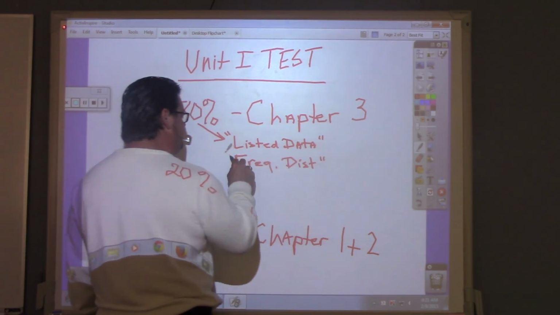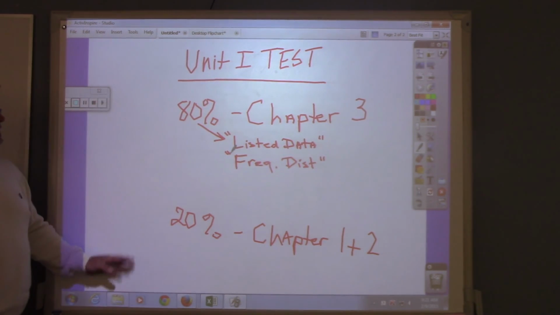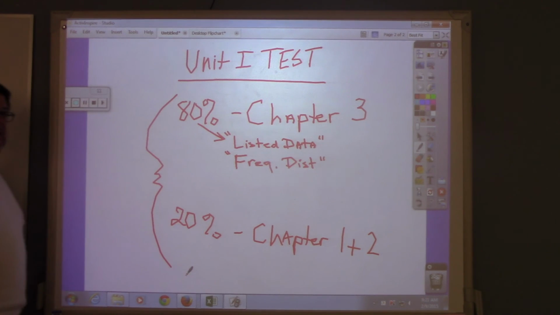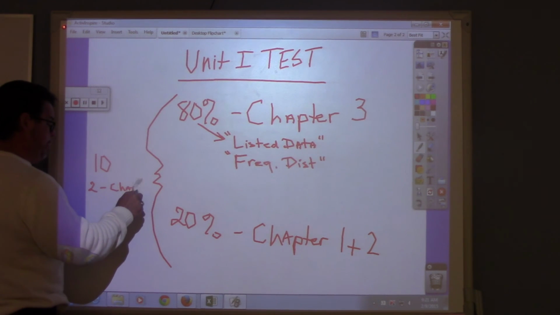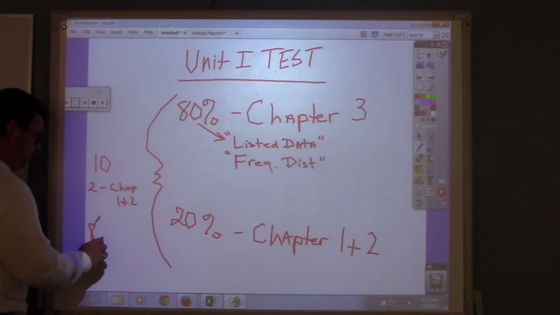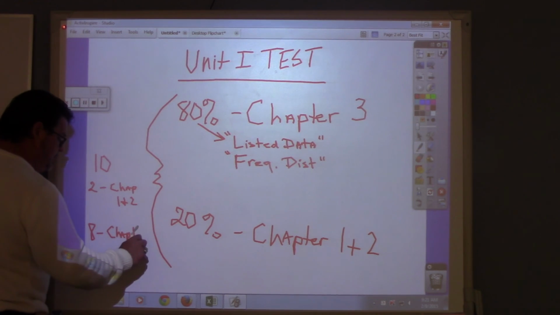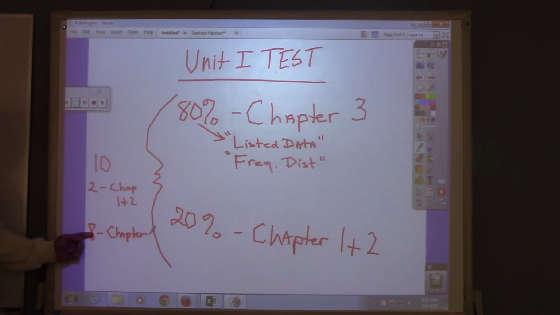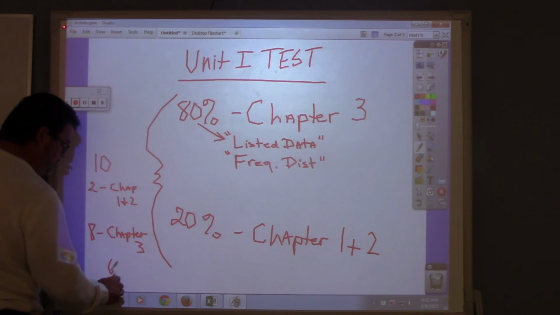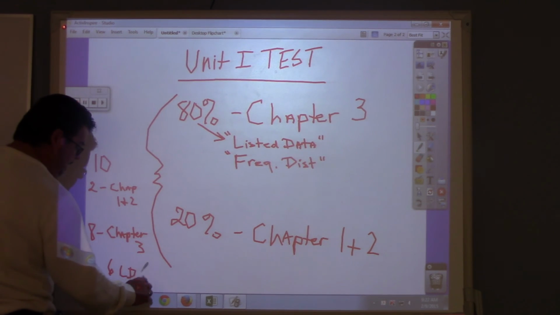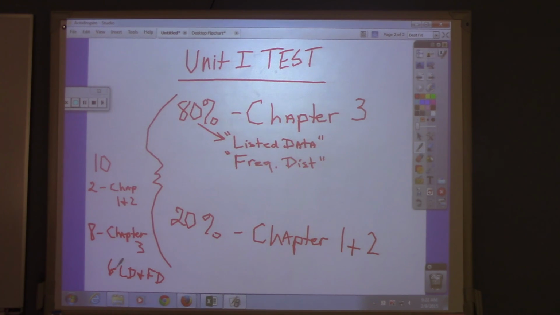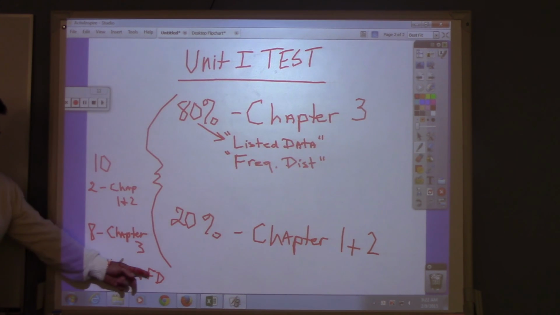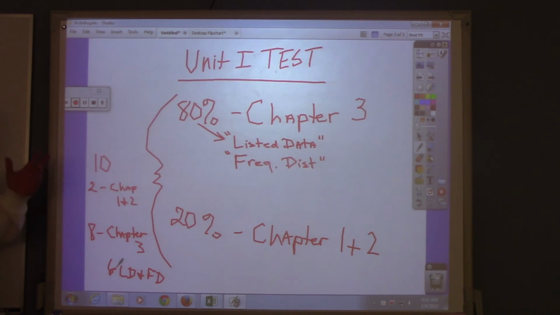Now when I say listed data and frequency distribution, that means if you have 10 problems on your test, and usually I give 20, 2 are going to come from chapters 1 and 2, and 8 are going to come from chapter 3. I would be willing to bet if 8 come from chapter 3, 6 of them are going to be listed data and frequency distribution. And what am I going to ask on those? I'm going to ask you the mean and the standard deviation. So those two things, mean and standard deviation, are going to make up 80% of 80% of your test pretty much.